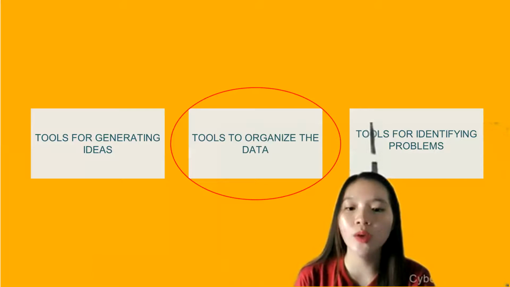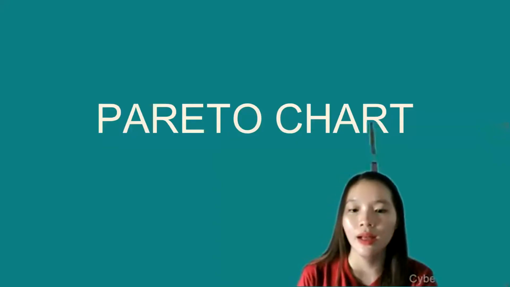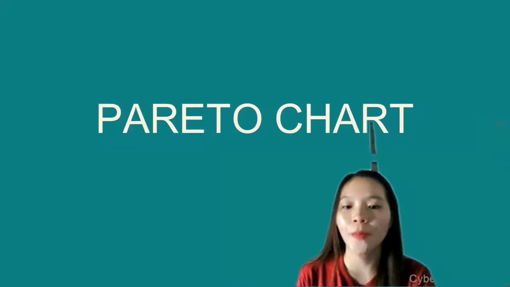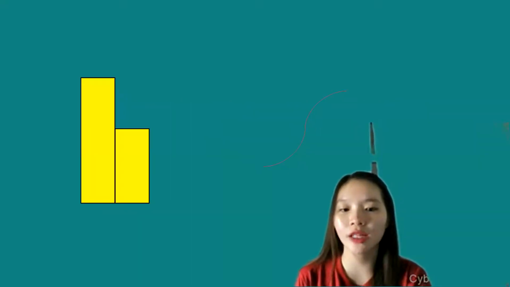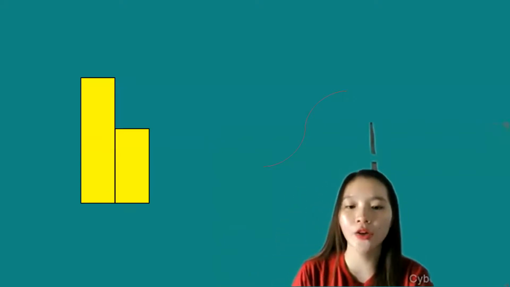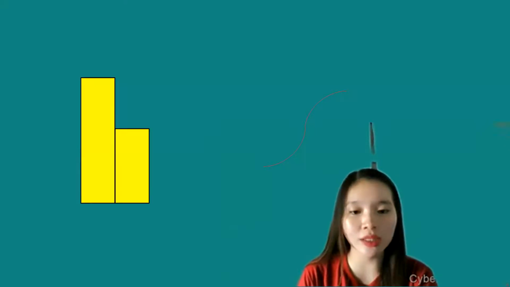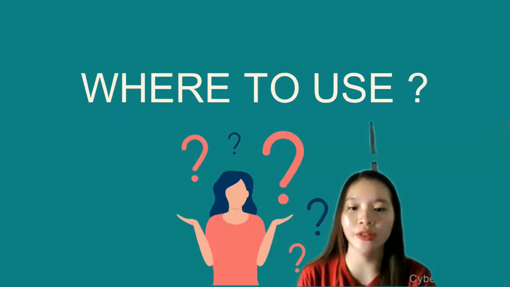Now we move to the second part, which is tools to organize the data. These are the tools involved here. Pareto chart. What is a Pareto chart? It is a type of chart that contains both bars and a line graph, where individual values are represented in descending order by bars and the cumulative total is represented by the line.